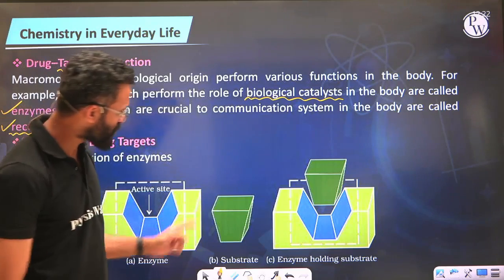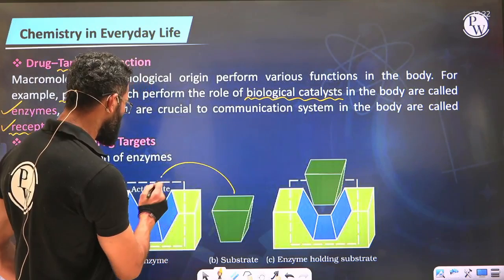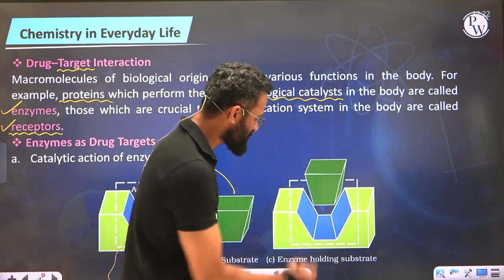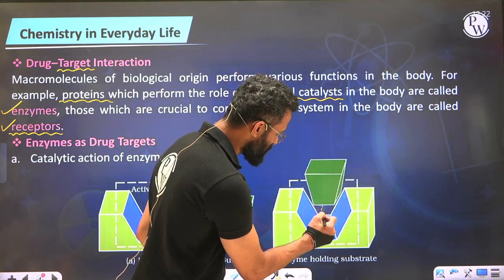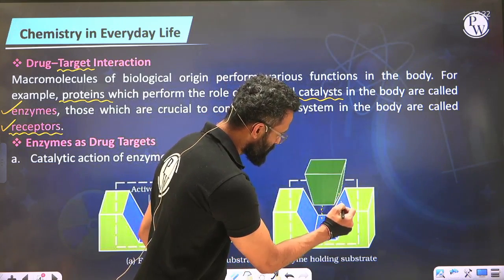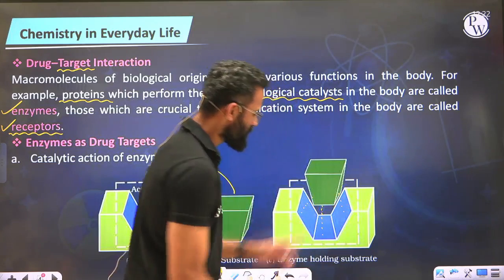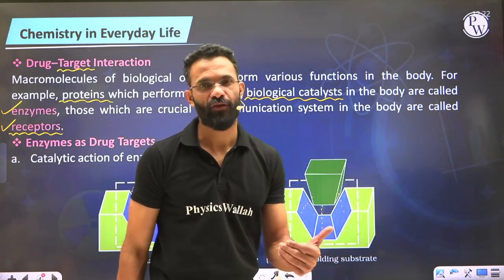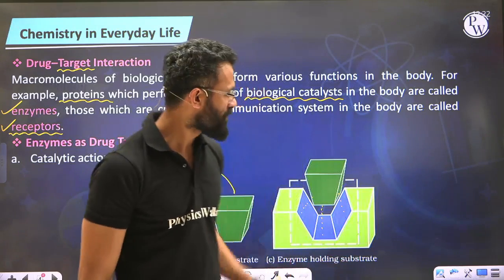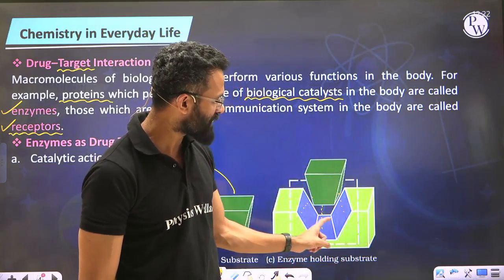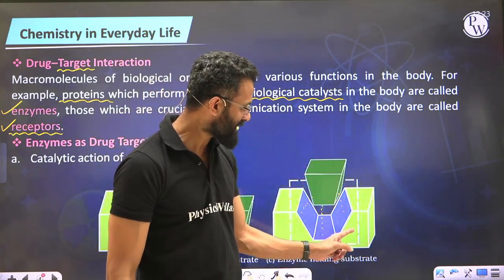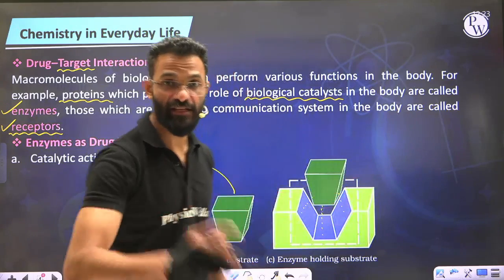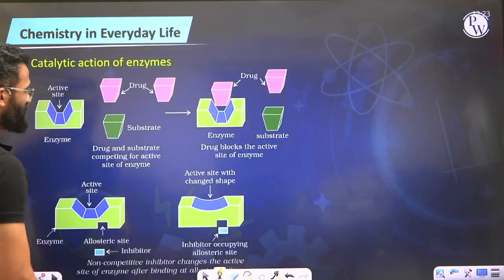Once it gets accommodated, you can see the substrate is being accommodated in the active site like here, and the interaction that is taking place between the substrate and this part of the enzyme is via ionic bond, or weak van der Waals forces, or could be hydrogen bond. Once it gets deposited in this active site, the second function this enzyme does is that it allows this substrate to react with an external reagent. Let me show you that diagrammatically.